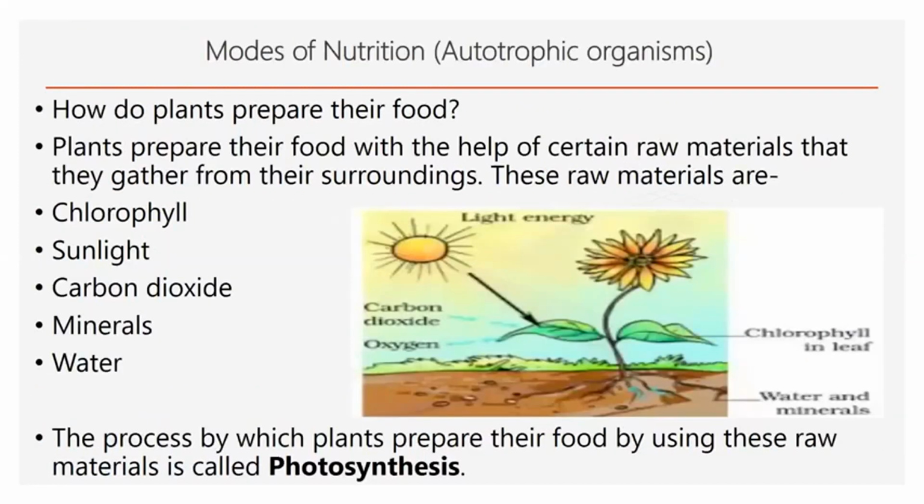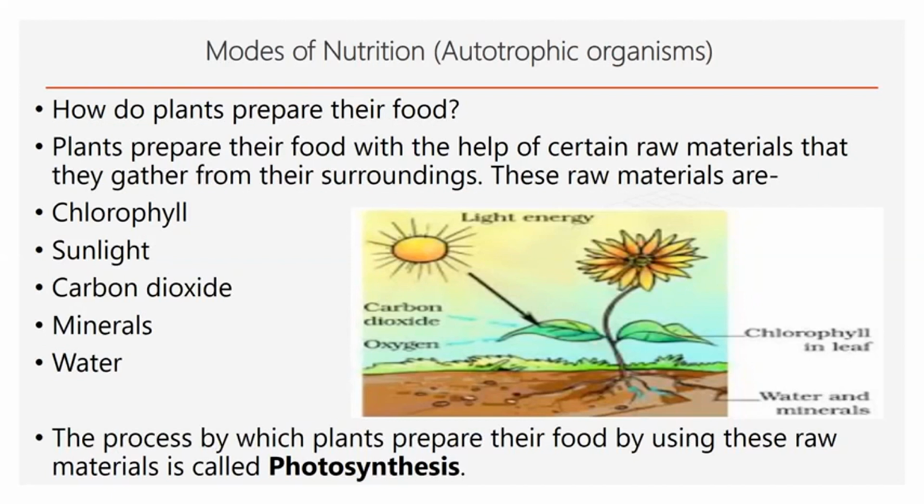Now, almost all plants are green in color and thus they are autotrophs. In this module, we will only study autotrophic organisms, or plants. A few plants are non-green and cannot prepare their food themselves and depend on others for their food. These plants are heterotrophs and we will study them later. First, we will study autotrophic plants or green plants which can prepare their food themselves. Now the question arises, how do plants prepare their food?